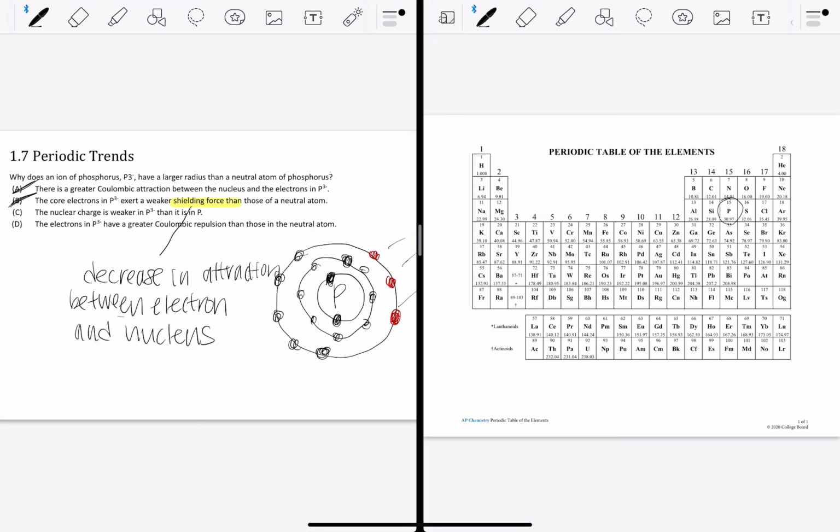C. The nuclear charge is weaker in P3- than it is in P. That is also not true because P3- has a charge of -3, while P has a charge of 0. D. The electrons in P3- have a greater Coulombic repulsion than those in the neutral atom. That is true because of the 3 more electrons. It's going to have bigger Coulombic repulsion, bigger radius, than the neutral atom, which has smaller Coulombic repulsion and smaller radius.